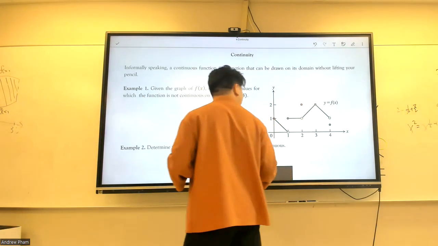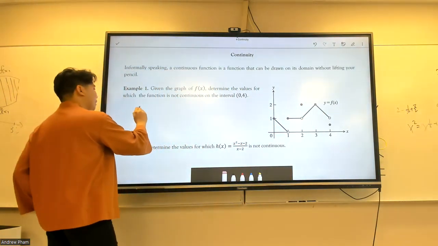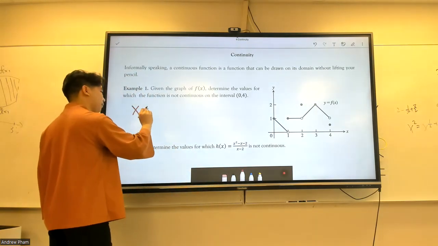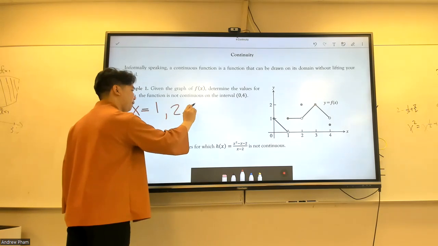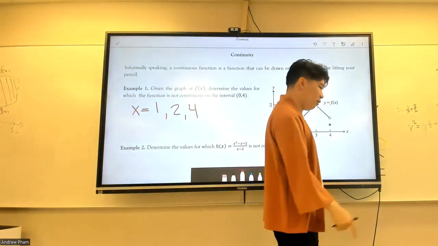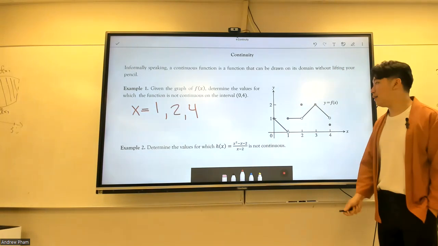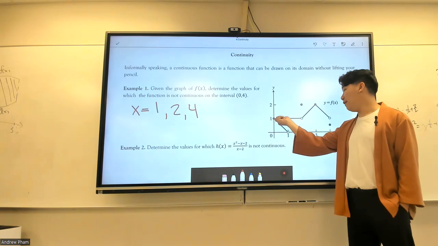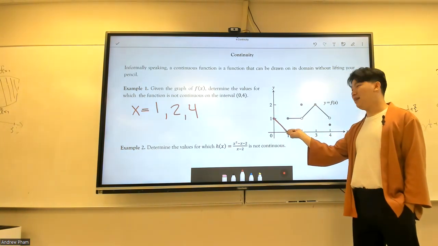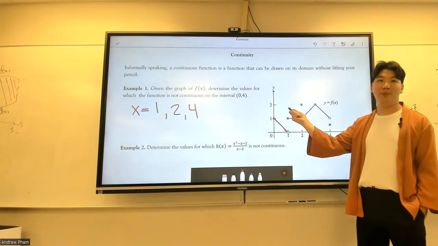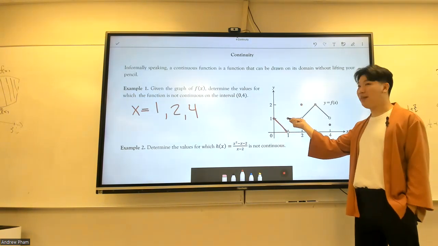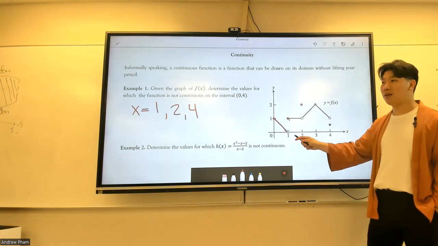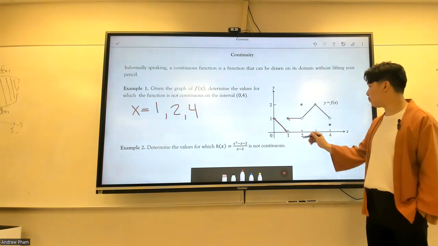Let's see, I heard 1, I heard 2, I heard 4. So let me go ahead and write that down first: 1, 2, 4. Let's go ahead and check all of them and see if this is correct. All right, so using my informal definition, let's start on the left. I'm going to quite literally trace my graph. So on the left, I start here. And then if I want to keep on going, I have to lift up my pen and go there. So that tells me I am not continuous at 1. So yeah, I agree with 1.